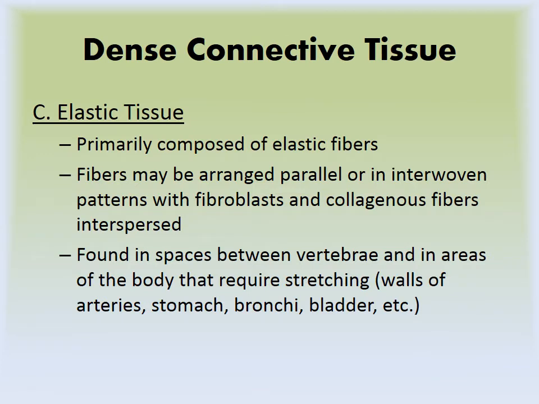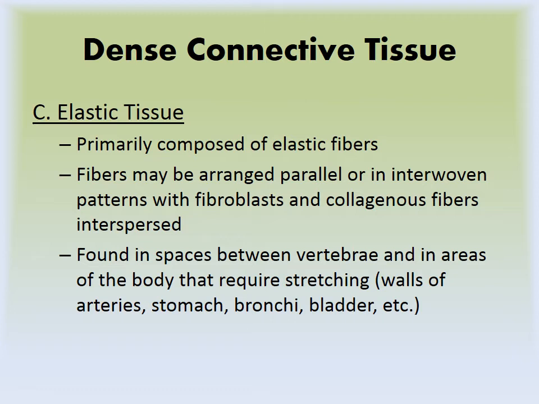And the third and last type of dense connective tissue is elastic tissue. It's primarily composed of elastic fibers. Fibers may be arranged parallel or they can be interwoven with fibroblasts and collagen fibers interspersed. They're found in spaces between the vertebrae and in areas of the body that require stretching, for example, the walls of your arteries, your stomach, your bronchi, and your bladder.